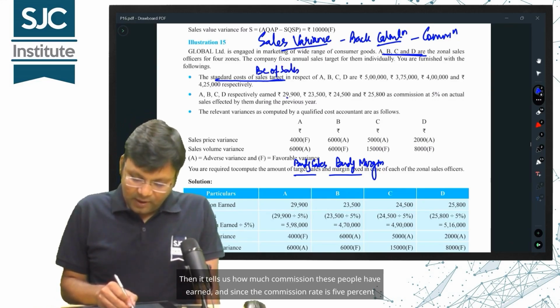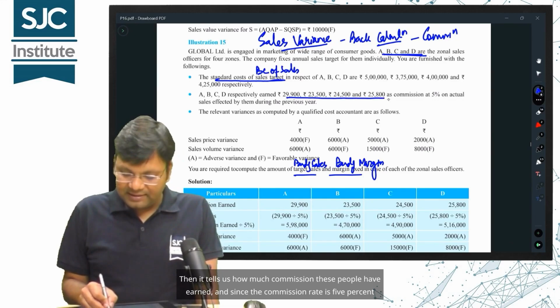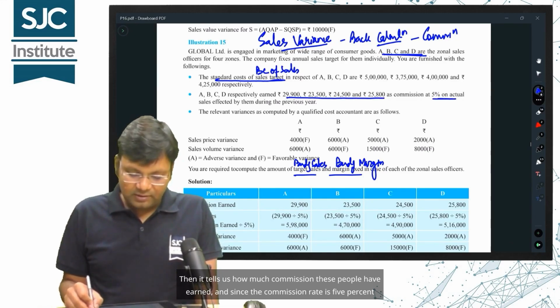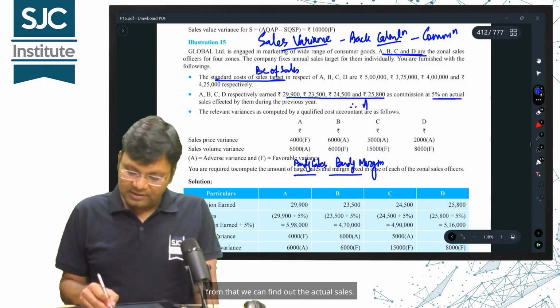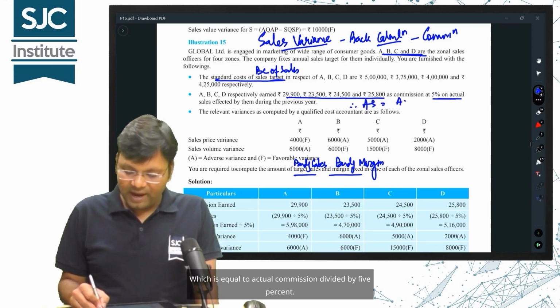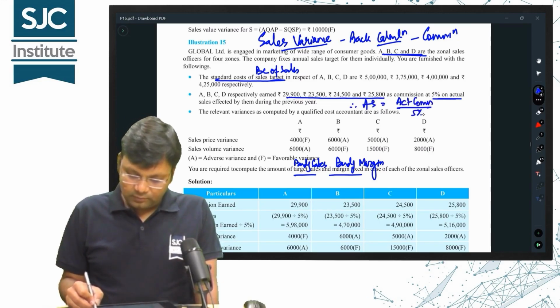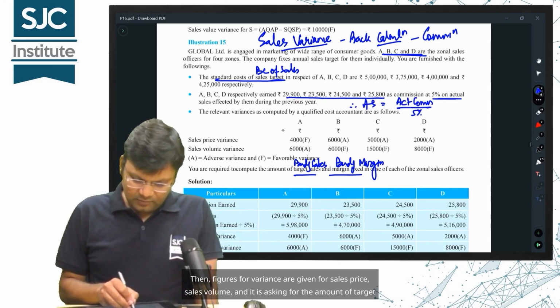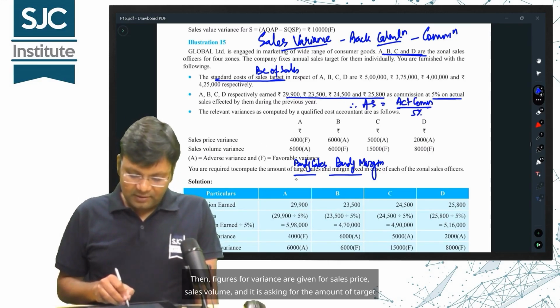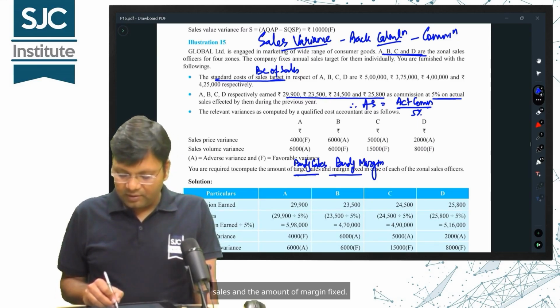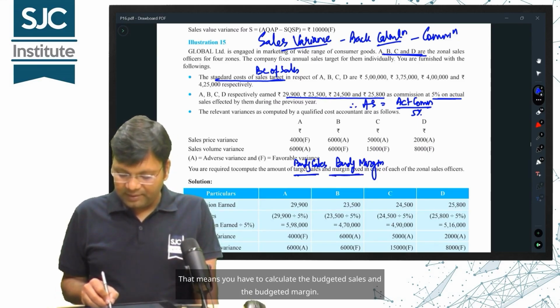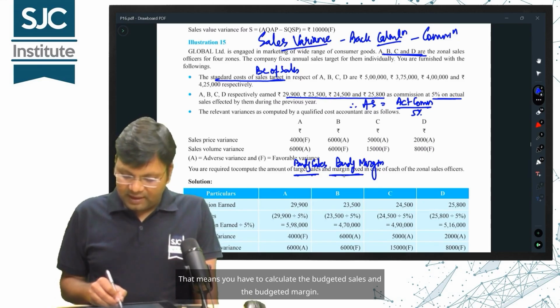Then it tells us how much commission these people have earned, and since the commission rate is 5%, from that we can find out the actual sales, which is equal to actual commission divided by 5%. Then, figures for variance are given for sales price, sales volume, and it is asking for the amount of target sales and the amount of margin fixed. That means you have to calculate the budgeted sales and the budgeted margin.